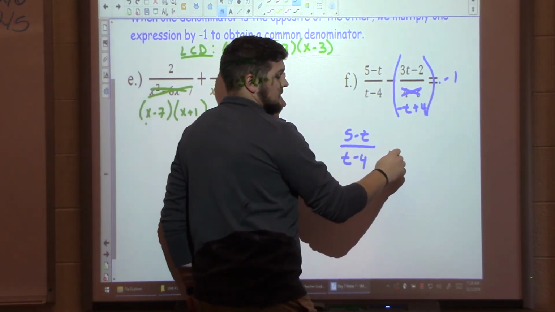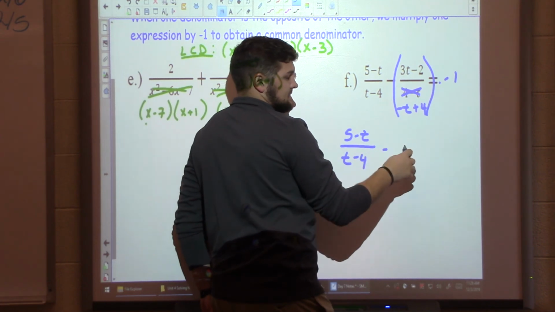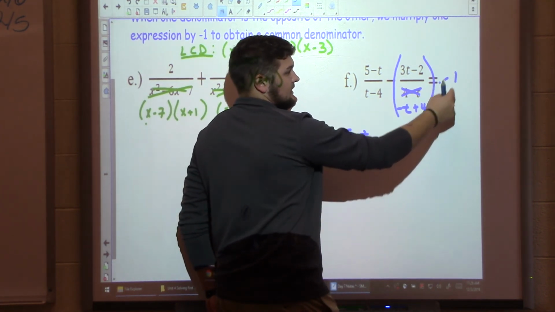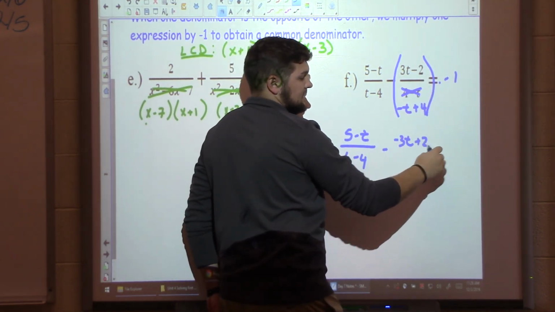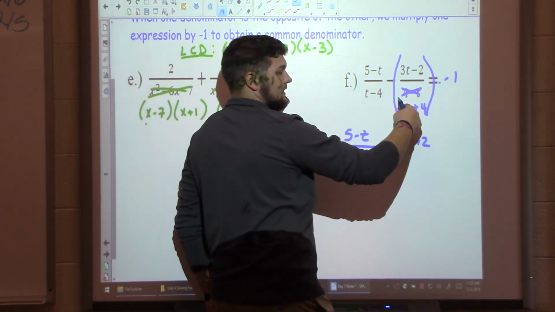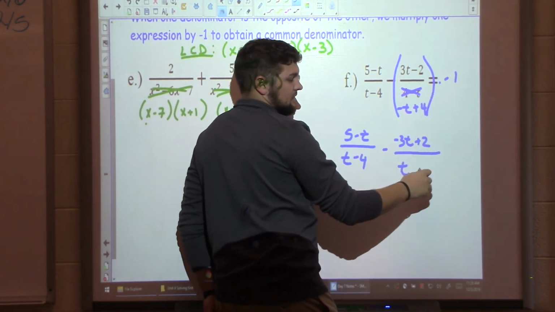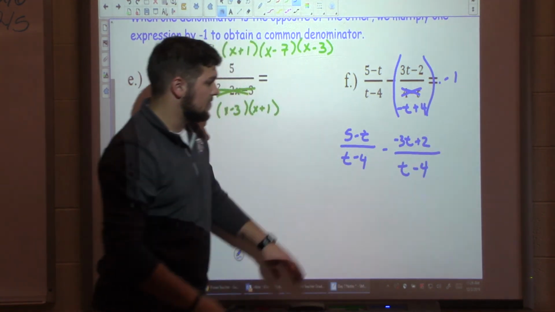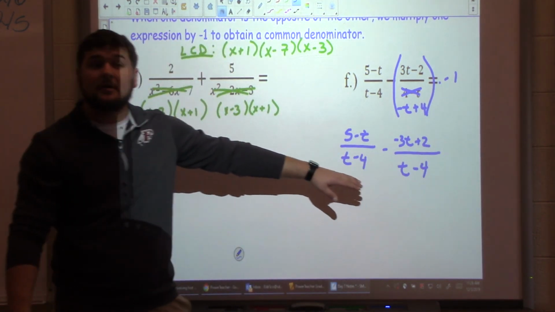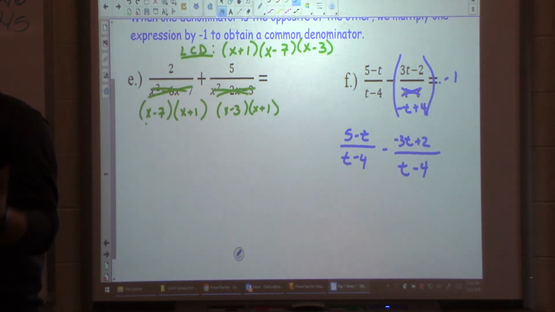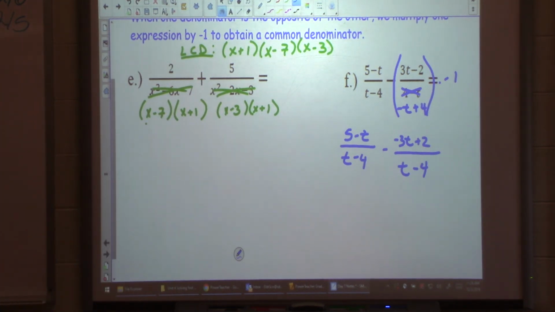Minus negative 1 times 3t is negative 3t. -1 times -2 is +2. So you're just changing each sign. -1 times -t is +t. -1 times 4 is -4. Look at that, when I multiply by -1, I get common denominators. Then just go ahead and do the problem. I can just subtract. It does not matter which one you multiply by -1.